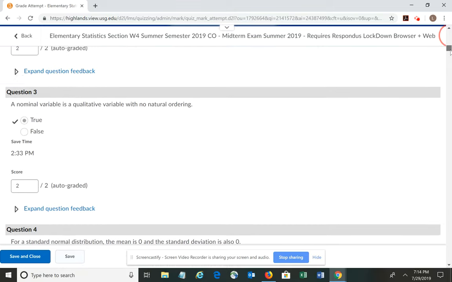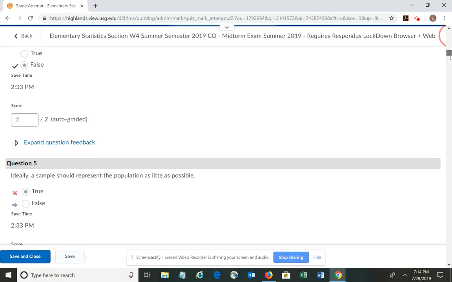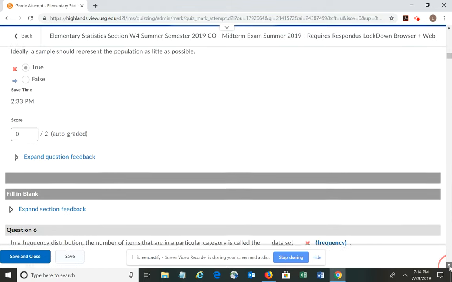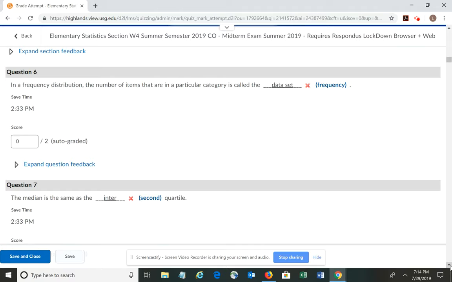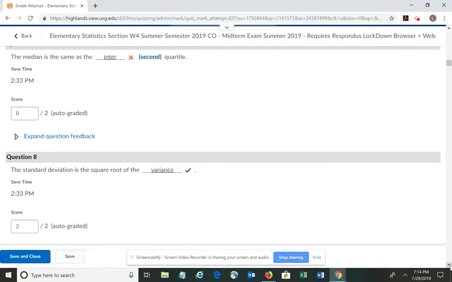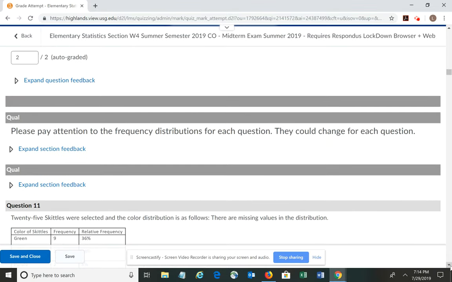I keep scrolling. The next time I see a red: ideally a sample should represent the population as little as possible. Again, that is false. Okay, so she got it wrong. She doesn't get any credit for it. Frequency distribution, it's called the frequency. She didn't get it right. Question 7, her fill in the blank is not correct. 8, she got right. 9, 10 is correct.